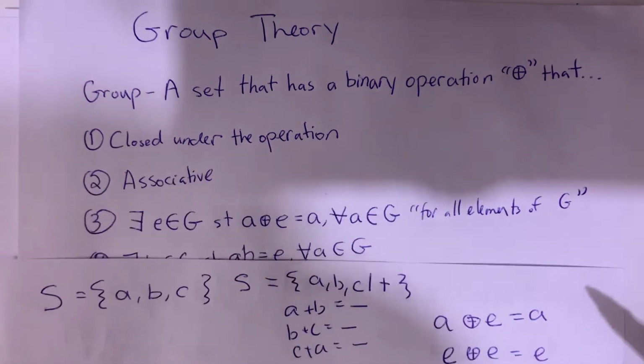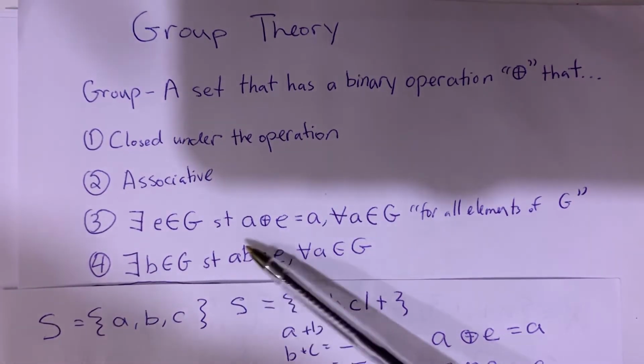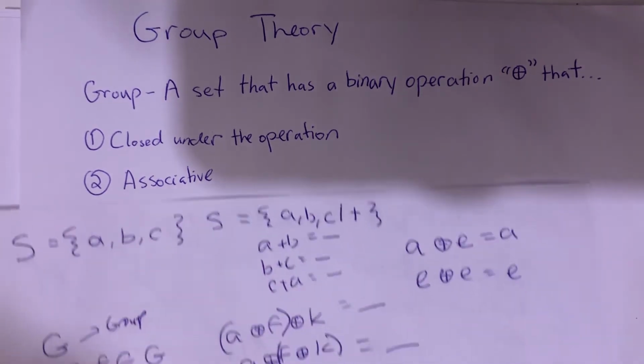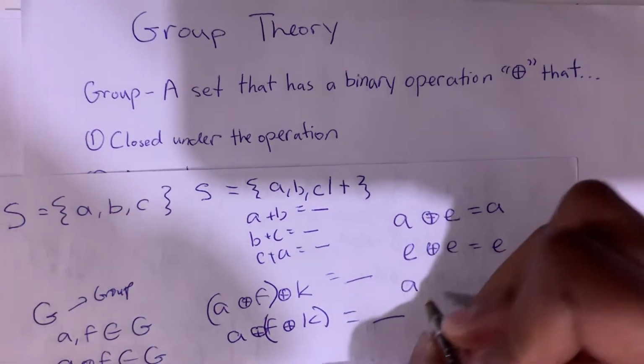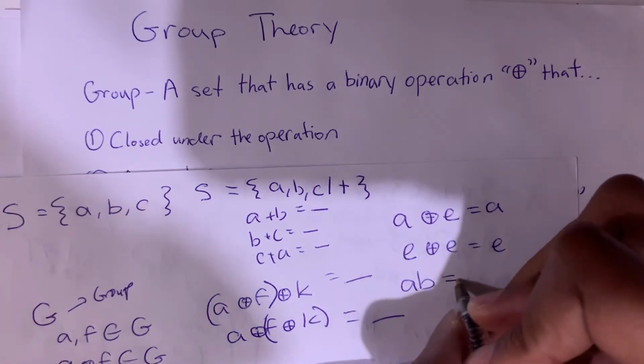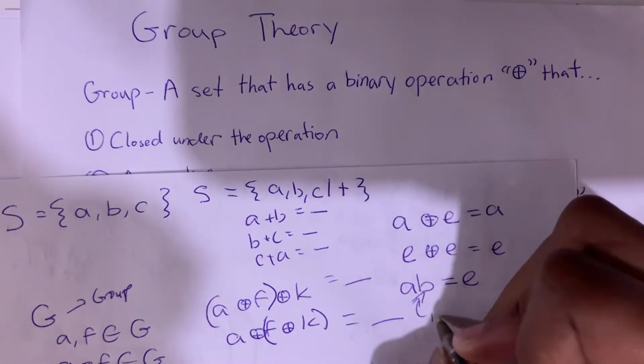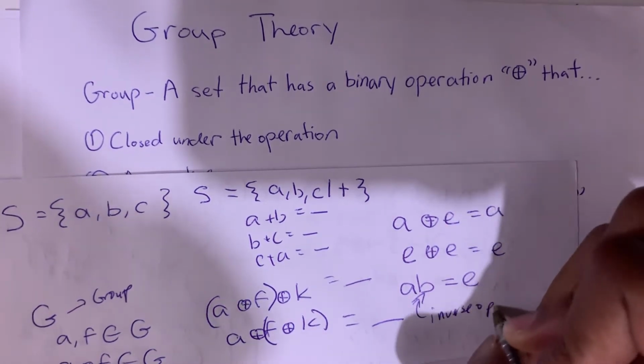Fourth, there exists some B in G where A operated with B equals E for all A in G. This means I have A and I have some B, and I get the identity element. B is called an inverse.